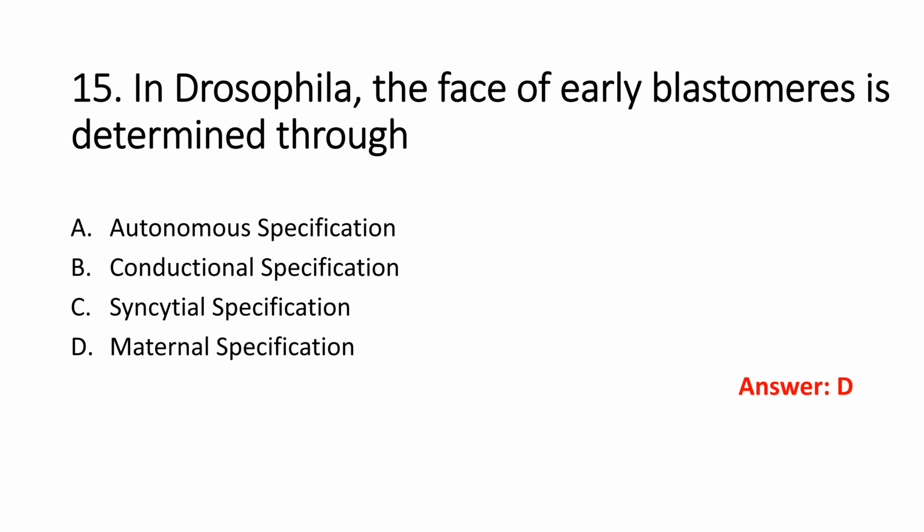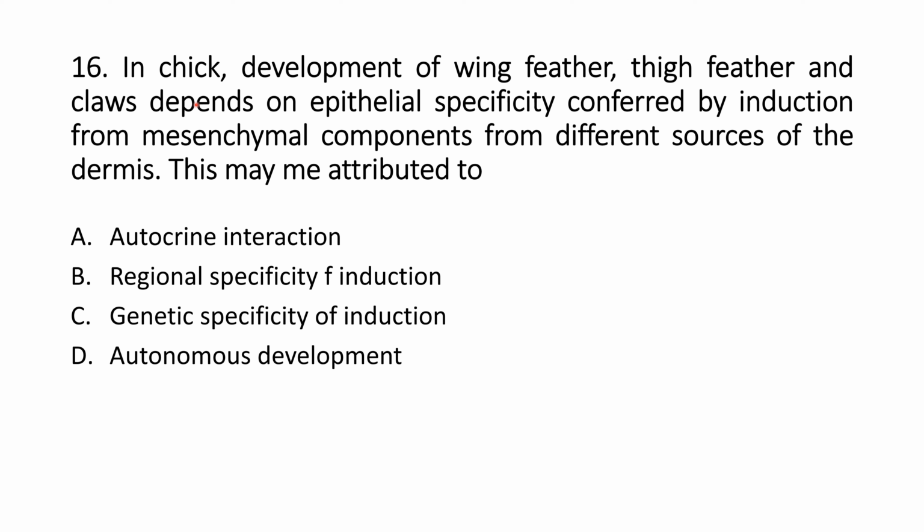Next question. In chick, development of wing feathers, tail feathers and claws depends on epithelial specificity conferred by induction from mesenchymal components from different sources of the dermis. This may be attributed to: option A, autocrine interaction; option B, regional specificity of induction; option C, genetic specificity of induction; option D, autonomous development. Option B is the correct answer, regional specificity of induction.